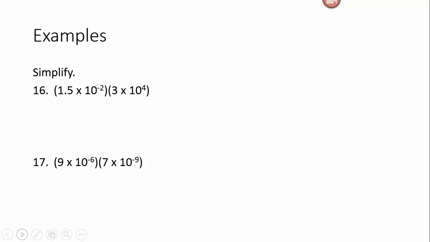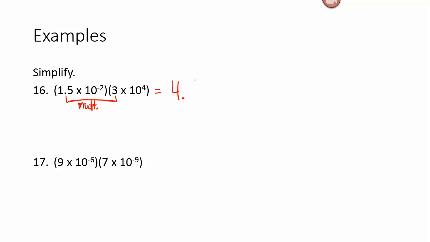Next, let's look at some examples where we are multiplying numbers in scientific notation together. These are kind of simple to do. So the first thing you want to look at, we have 1.5 times 10 to the negative second, and we have 3 times 10 to the fourth. So what we want to do first is multiply these two numbers together. 1.5 times 3 is 4.5.